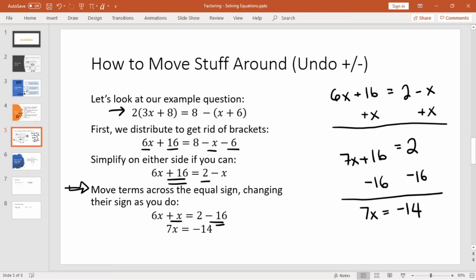And that's how I got to that point. So this is a long way of doing it, but the shortcut should be like, you can move your numbers and your letters around, just change their sign as soon as you cross that equal sign. If you don't move it, don't change their sign.